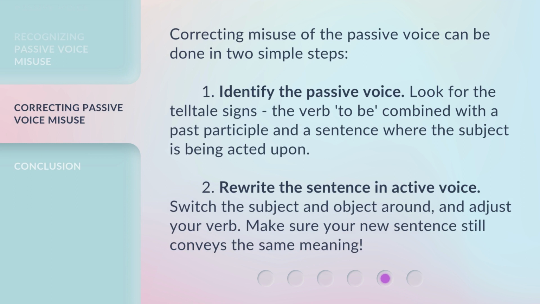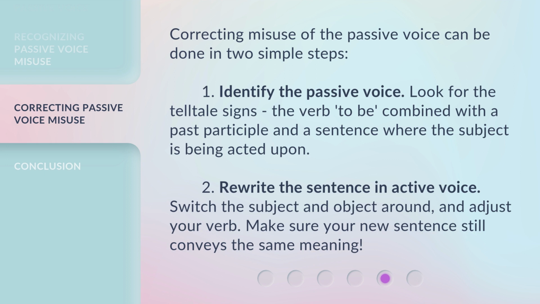Correcting misuse of the passive voice can be done in two simple steps. 1. Identify the passive voice. Look for the telltale signs. The verb, to be, combined with a past participle and a sentence where the subject is being acted upon.